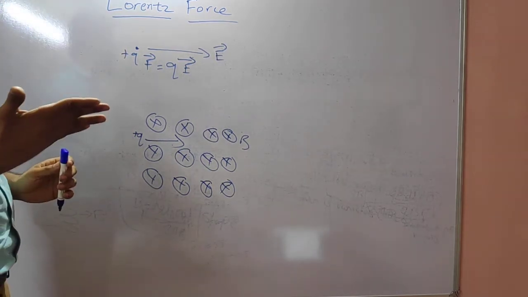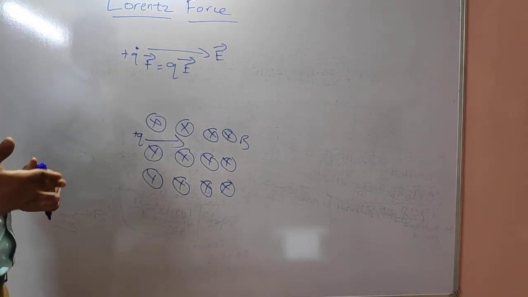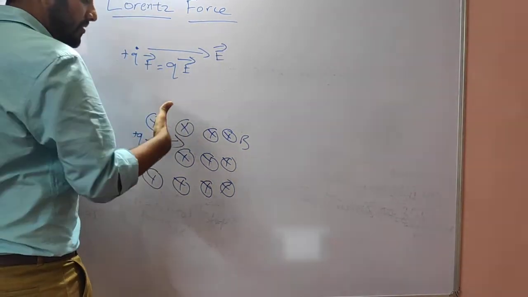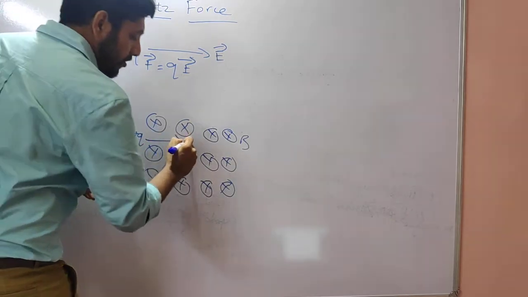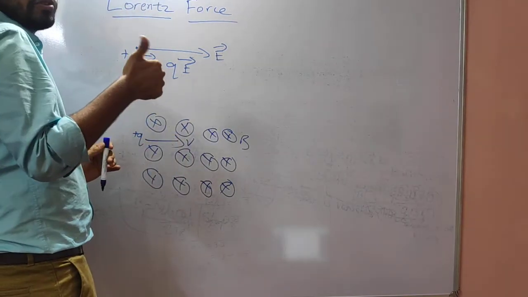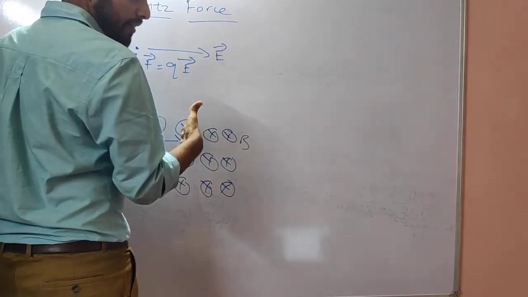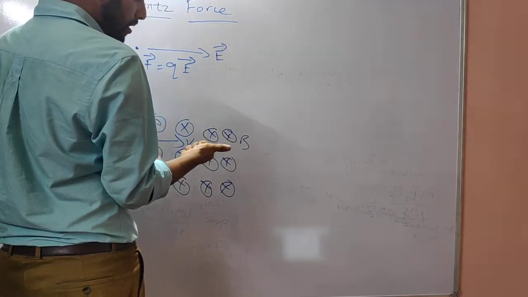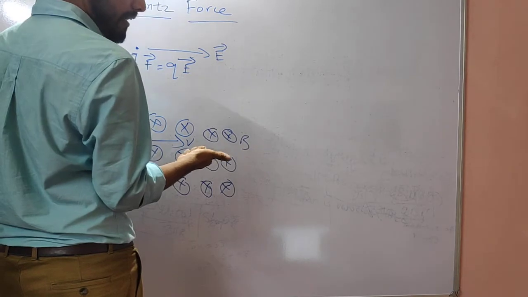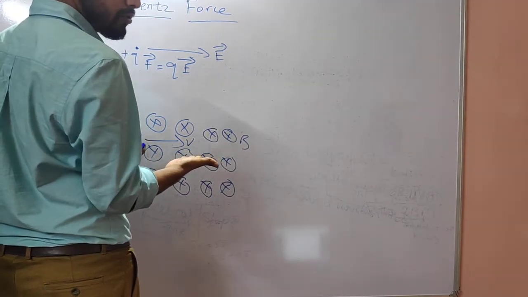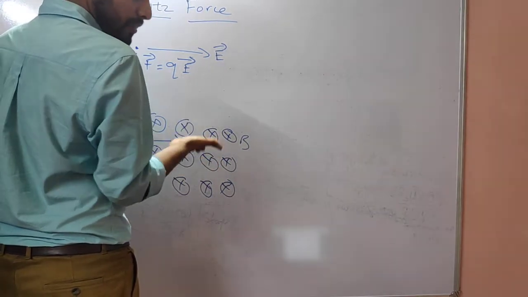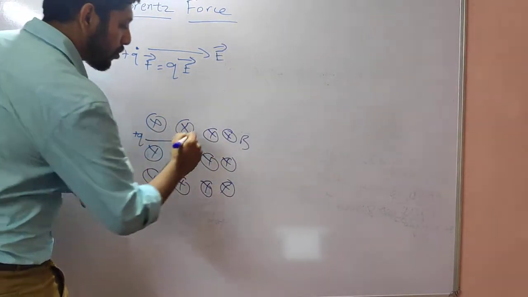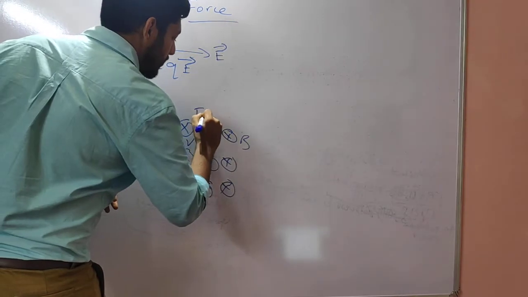You need to align your fingers of right hand in the direction of magnetic field. Magnetic field is in this direction, your fingers are in this direction. What is the direction of velocity? Direction of velocity is shown by the thumb. So this is the magnetic field, this will be the direction of velocity shown by the thumb. So what will be the force? Direction of force will be this. The palm shows the direction of the force. Okay, so your force will be in upward direction, that will be Fm.